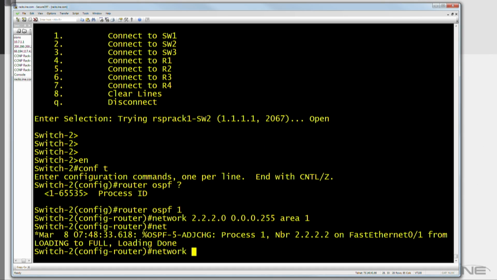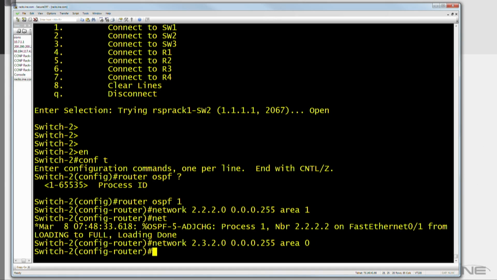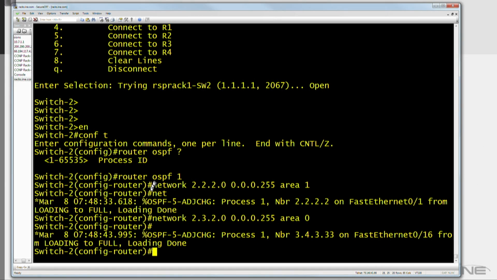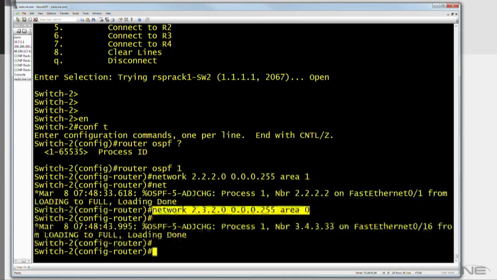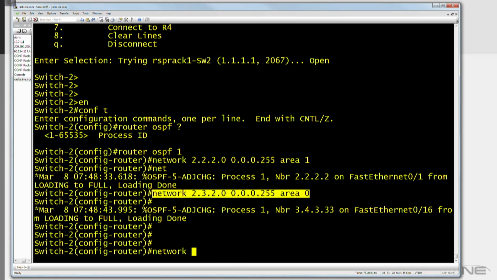Network 2.3.2.0, that's going to be in area 0. So right there, the fact that I have put 1 link in area 1 and 1 or more links in area 0 means this router is now an area border router. And network 3.2.3.0, also in area 0.